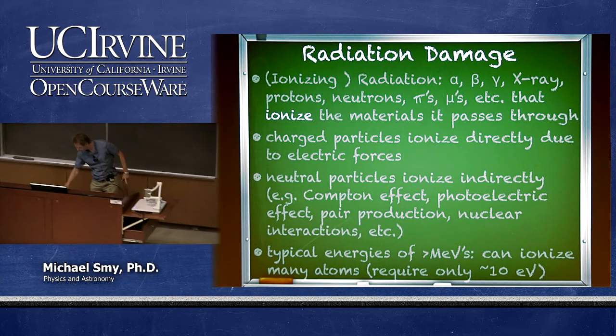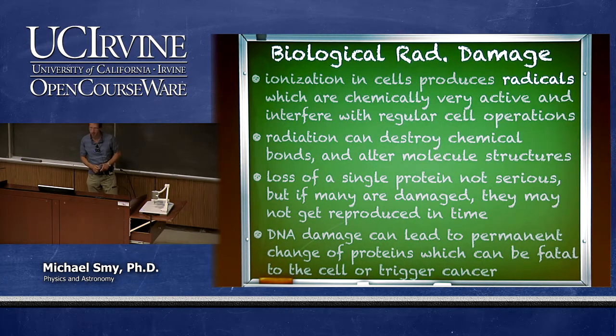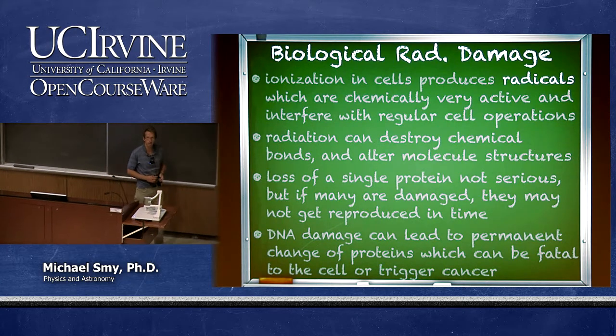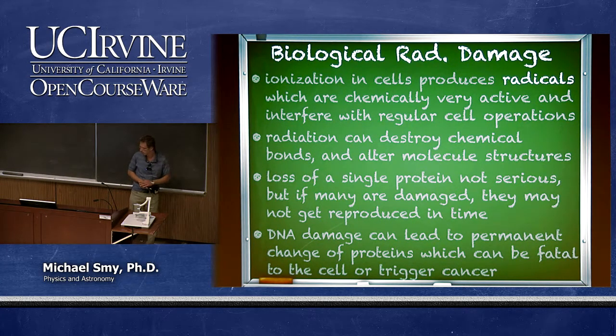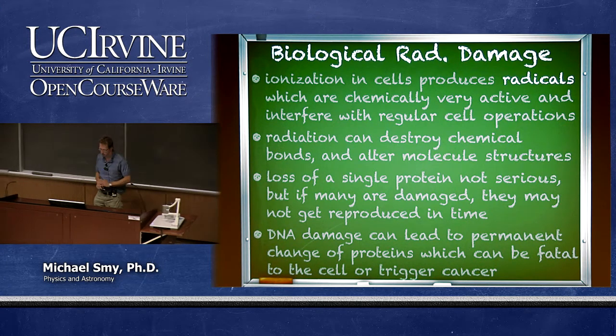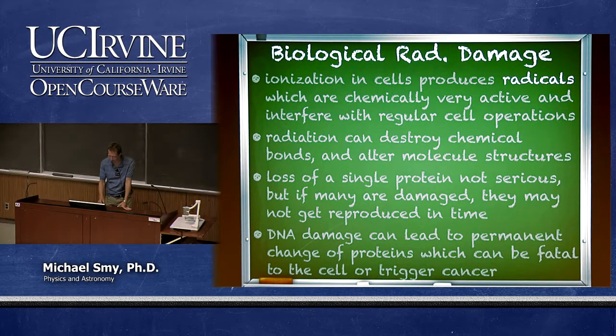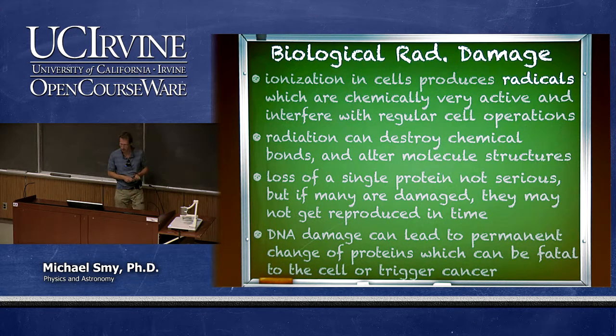So once you have all those ions, there can be damage to the material. But in particular, the damage is important in the case of biological tissue. So in biological tissue, ionization in cells produces radicals, which are chemically very active and interfere with regular cell operations. The radiation, for example, can destroy chemical bonds by knocking out those electrons and alter the molecule structure.